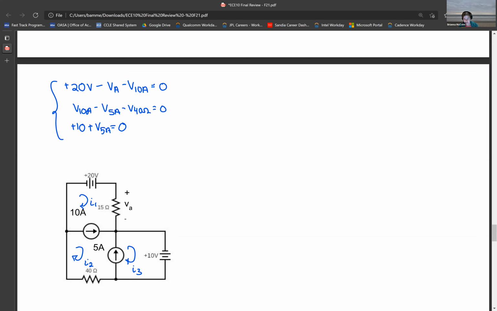And so if we add these equations together, we get the following equation. So we have 20 minus VA minus the sum of the voltages across the 5 amp current source and the 40 ohm resistor. And then if we simplify this equation using the third equation, we can see that the value across the 5 amp current source is known. We can plug that value in.